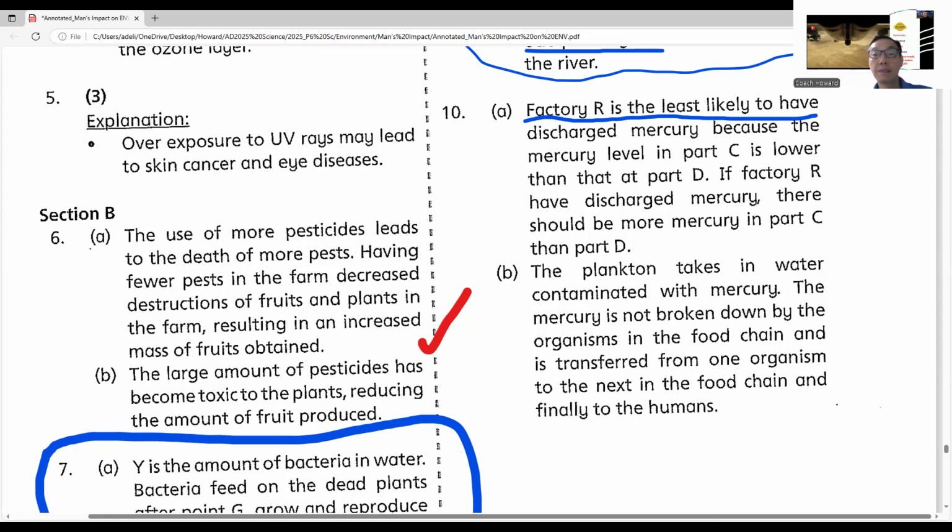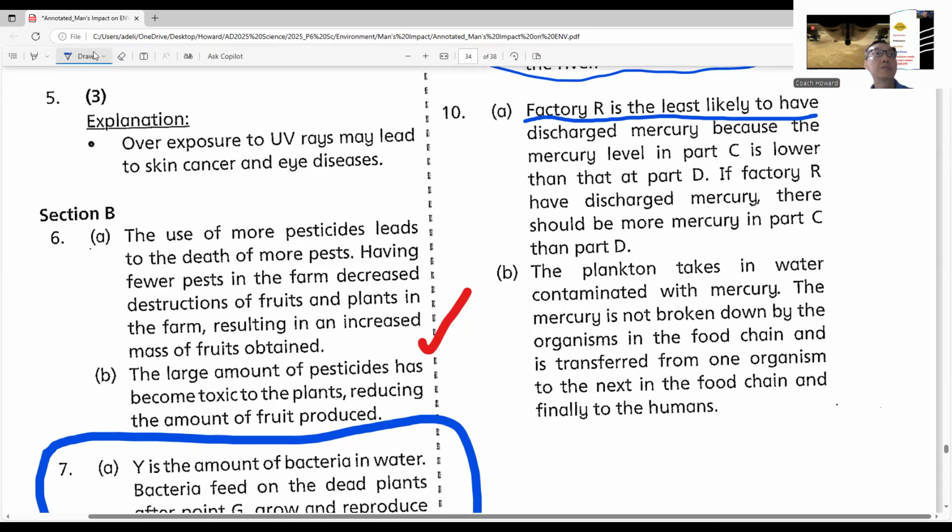Okay, this part. Part C is lower than part D. If factory R have discharged mercury, right? Because if you look at the map, if factory R have discharged mercury, then there should be more mercury in part C than D. So you must give this reasoning.